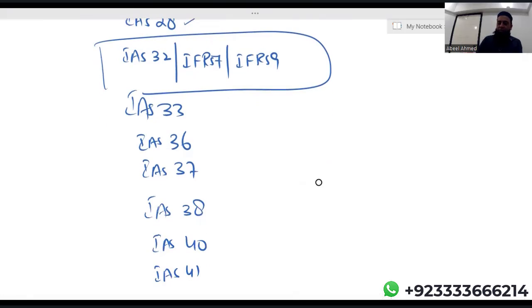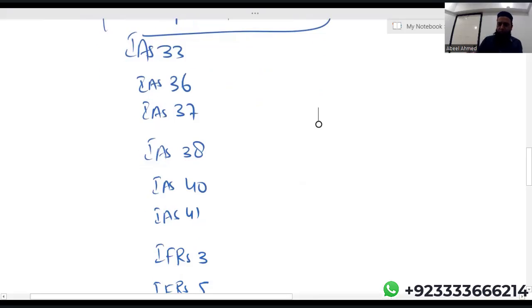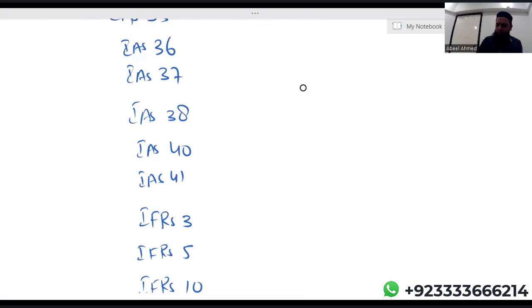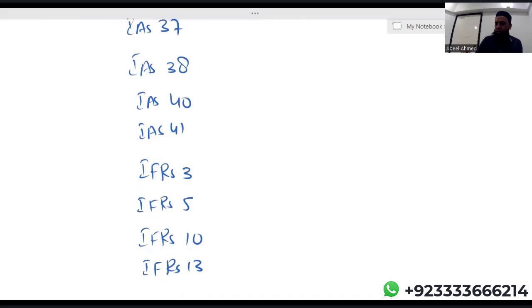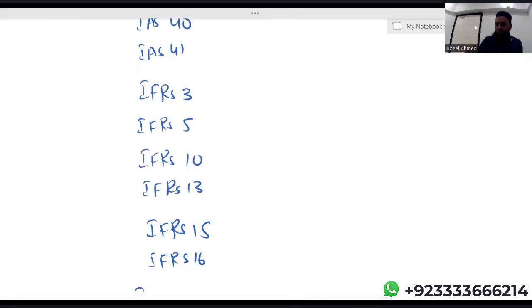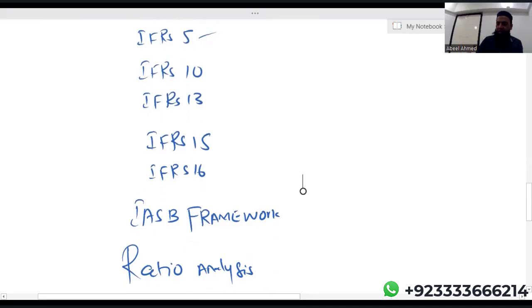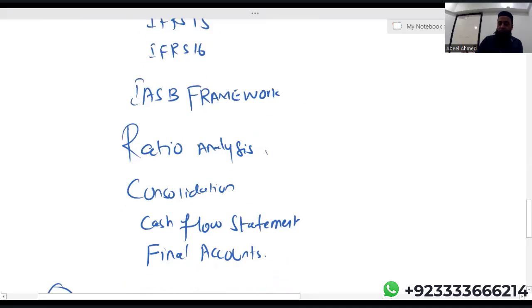Okay, IAS 33, 36, 37. And obviously the others, 40 investment property, 41 agriculture. Okay, I'll come to this. IFRS 3, 5, this is just the syllabus. The entire syllabus I've written. Then we have ratio analysis also, the ISB framework. You cannot even leave the ISB framework. Ratio analysis.